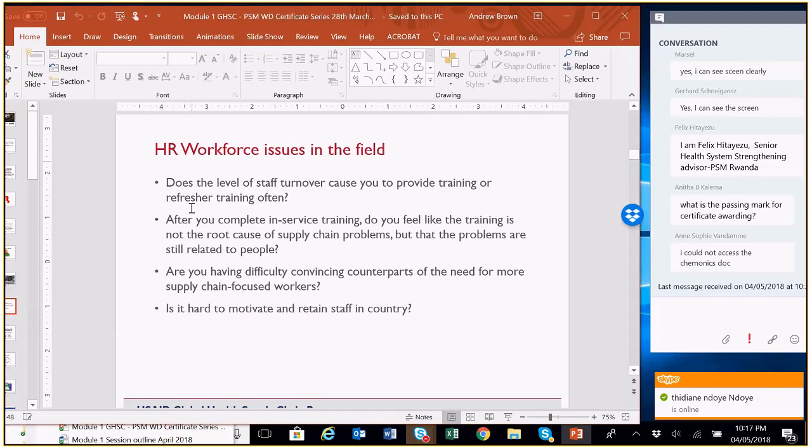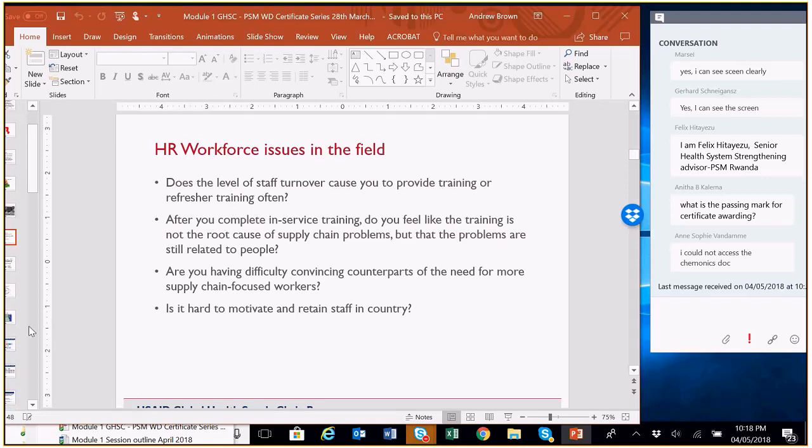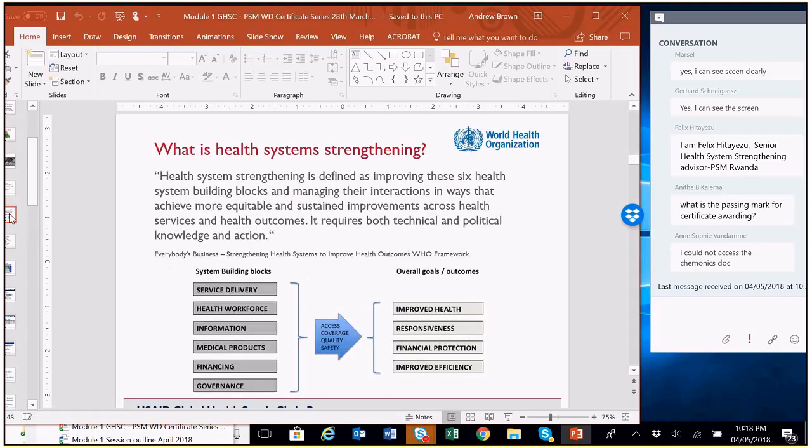These particular questions are questions we often get asked from our field officers. We have some 33 countries now where this project is around the world, in Asia as well as in Africa. We get people talking about large staff turnover. We get people talking about in-service training. We feel like the training isn't the root of the problems. There are other issues, and difficulty convincing counterparts that you need supply chain focused workers. And it's also hard to motivate and retain staff. We get lots of this sort of feedback, and this particular series is going to address those issues in some detail for you.